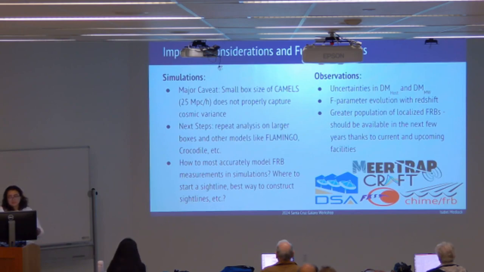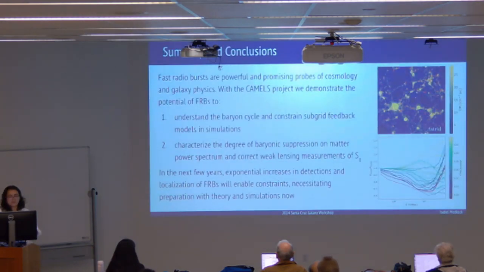We're very excited because in the next few years, with the advent of CHIME Outriggers, the DSA-2000, and other facilities, we're expecting that there will be 10,000 localized FRBs detected per year, which will enable these constraints. This is something we're very excited about that we need to continue working on in preparation for these upcoming observations. So I'll just leave it there. Thank you.